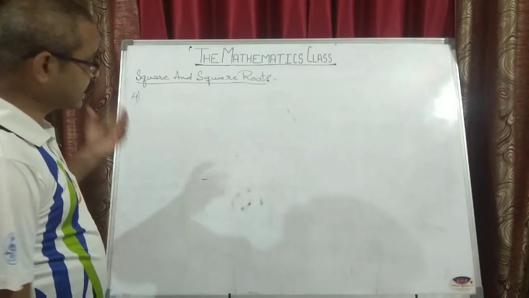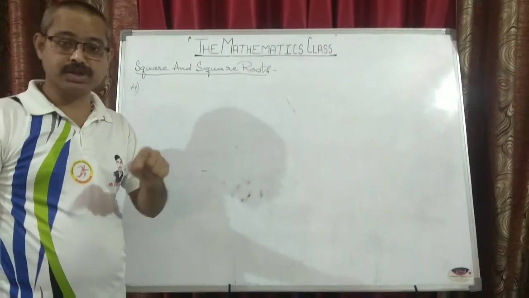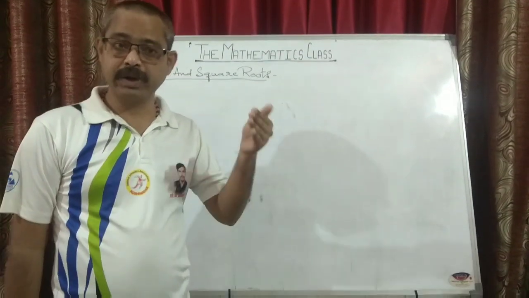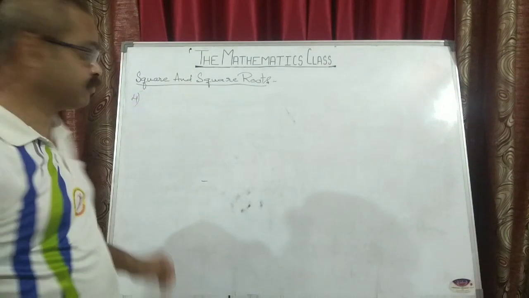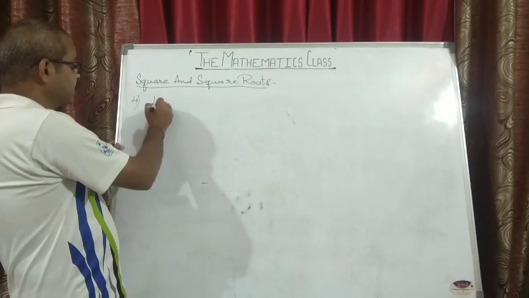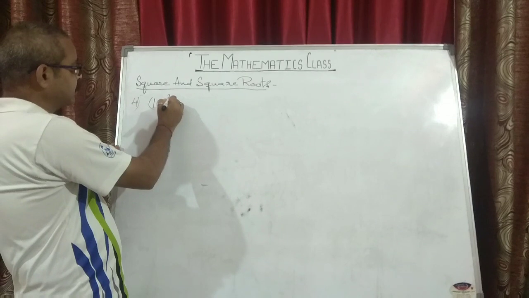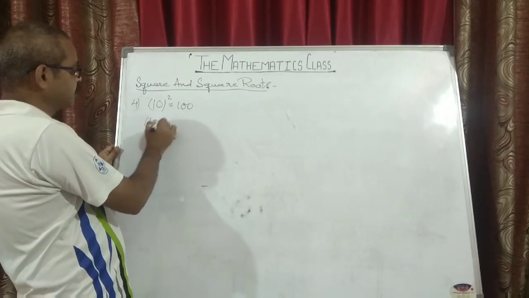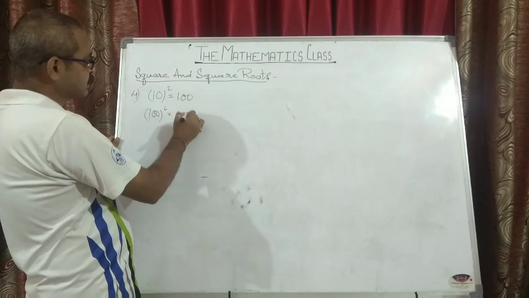Next property is that the number of zeros at the end of a square number is always even. For example, you take 10. The square of 10 will be 100. The square of 100 will be 10,000.